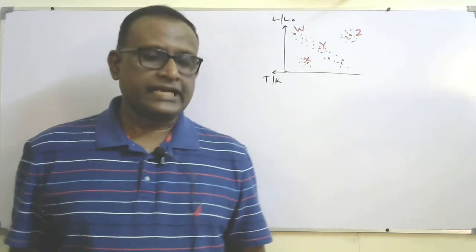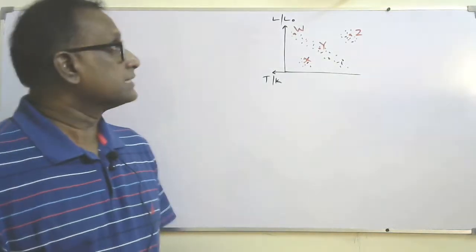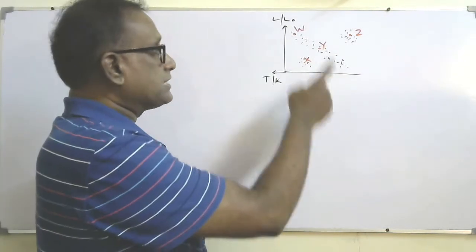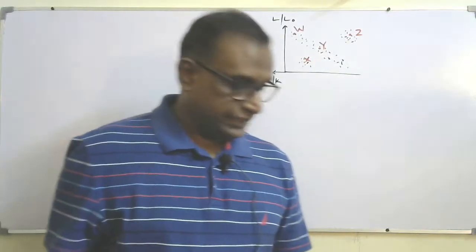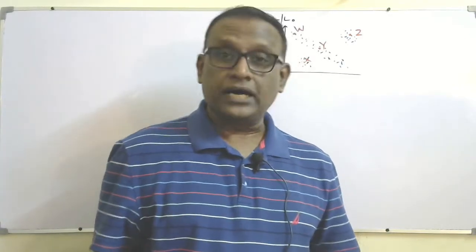Okay, for question 8 and 9, this Hertzsprung-Russell diagram is given. Relative luminosity against temperature for a cluster of stars. Which of the following is part of a possible evolutionary path of a star?